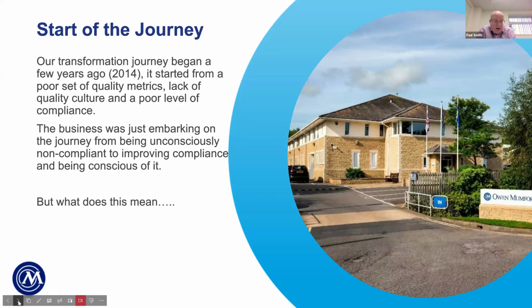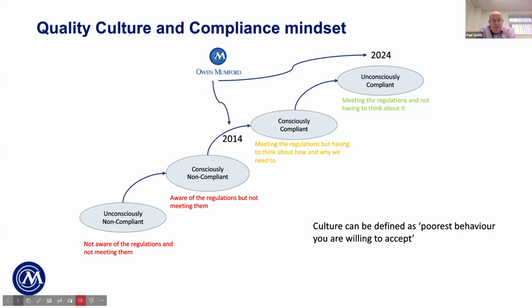So on the next slide, really there is a summary of 4 different states, if you like. So businesses, medical devices industry, you can be consciously non-compliant. So you're not aware of the regulations and you're not meeting them, which is obviously a very sad state to be in. And then the next step on the journey is you become aware of the regulations, but you're still not meeting them. Now, back in 2014, we'd got to the point of where we were compliant, but we were consciously compliant. So we were having to think about compliance, quality, to make sure we met all of the rules.